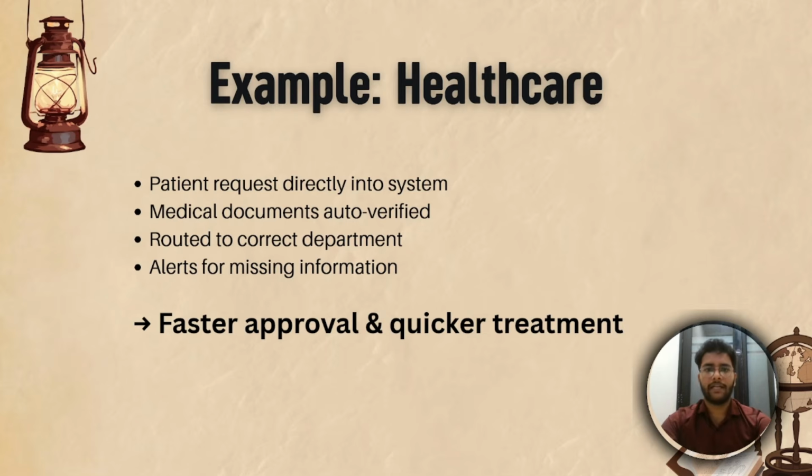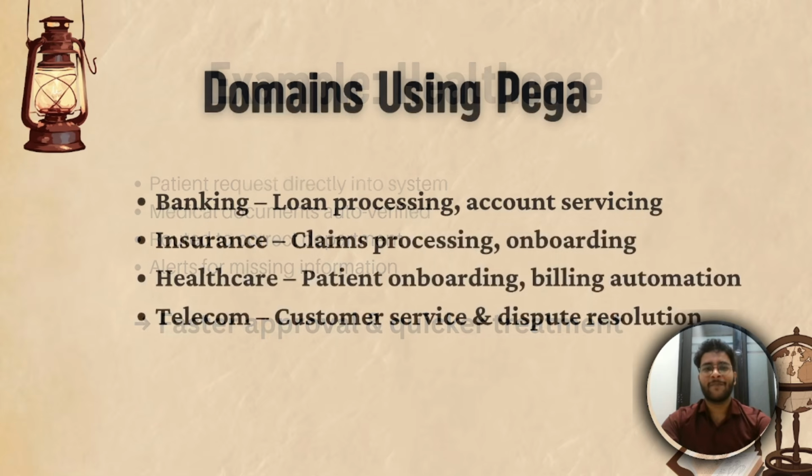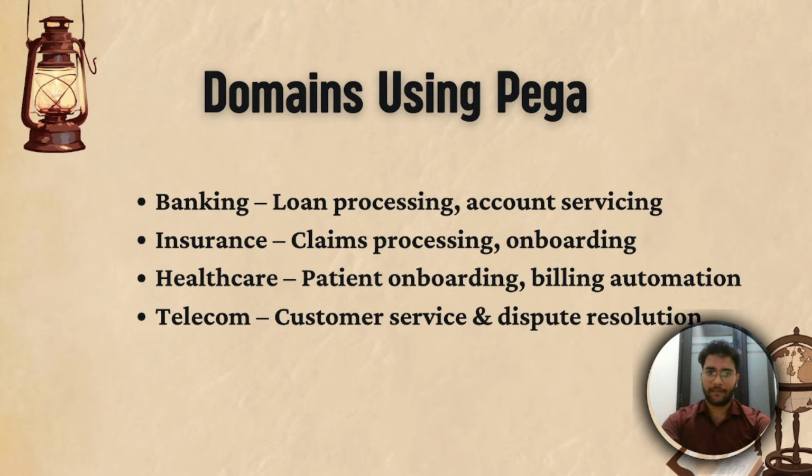So in this case, medical documents are also auto verified, and based on those medical reports, it will be routed to the correct department, and alerts for missing information will automatically be sent. So in this case, approvals will be faster and the treatment will be quicker. So again, satisfied customers. So what are the domains that use Pega?